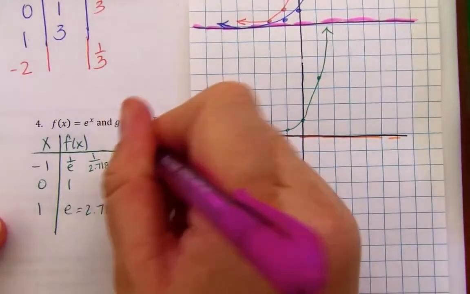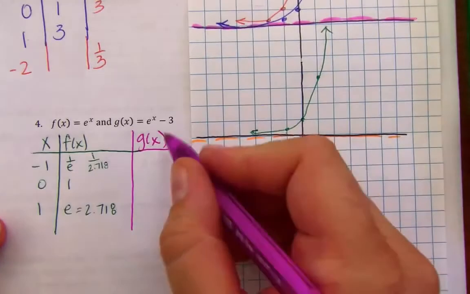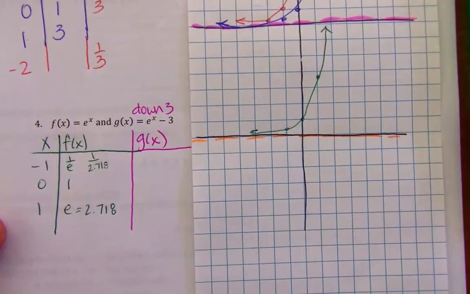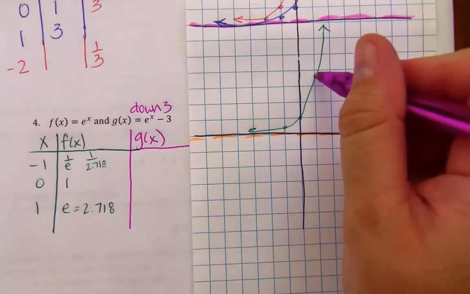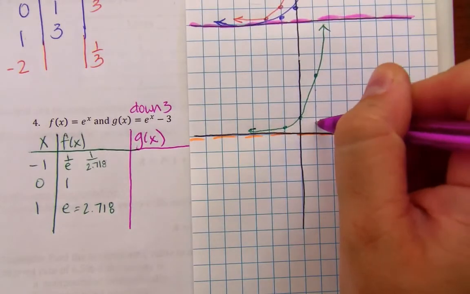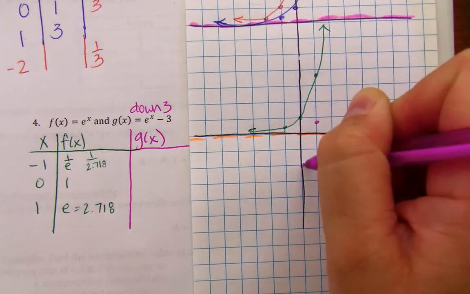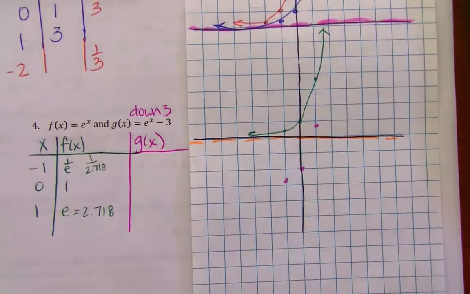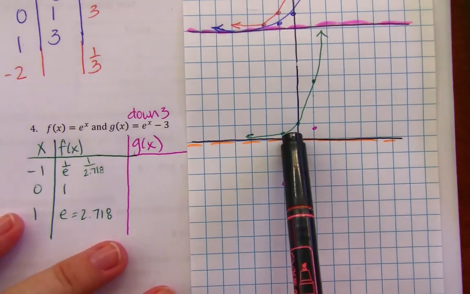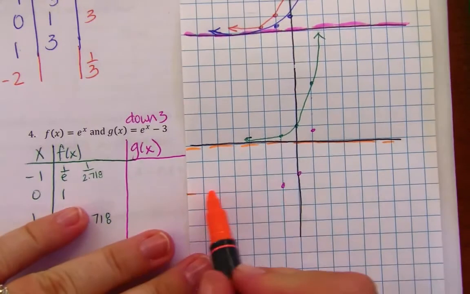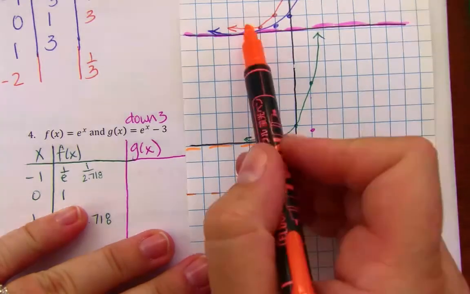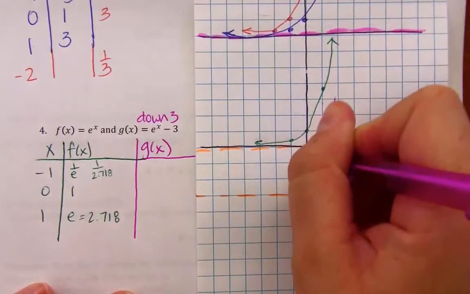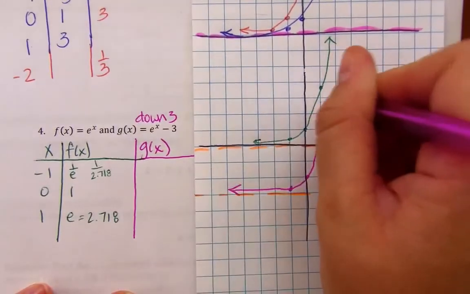So I have g of x, and this has been shifted down 3. Okay. So down 3. So each one of these points is just going to move down 1, 2, 3, down 1, 2, 3, down 1, 2, 3. Now that also changes my horizontal asymptote. My horizontal asymptote is going to move down 3 as well. And that's because it's a vertical shift as opposed to here where it was a horizontal shift. So my new function looks like this, and it's approaching that line now.